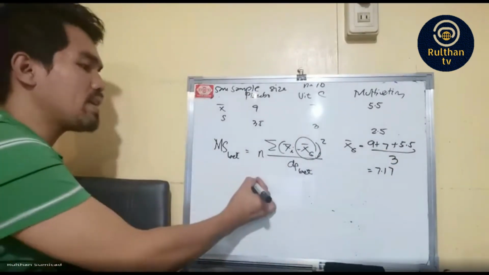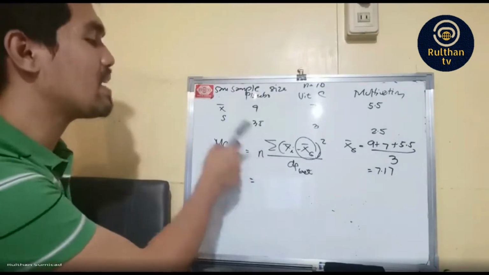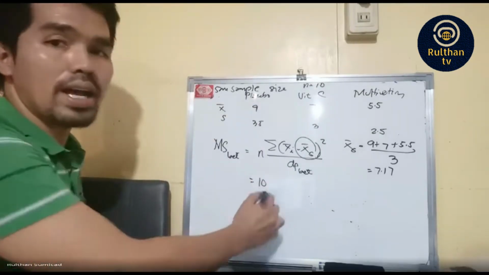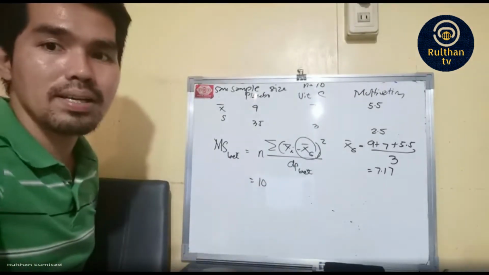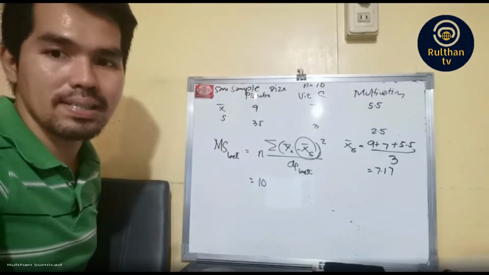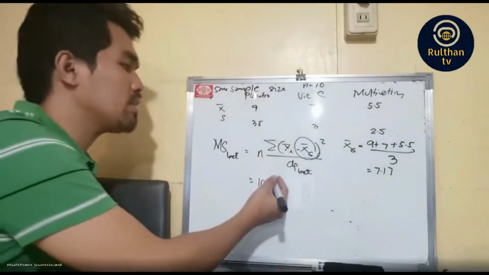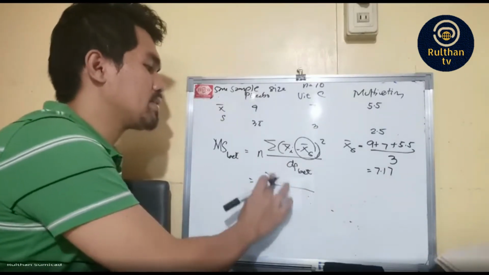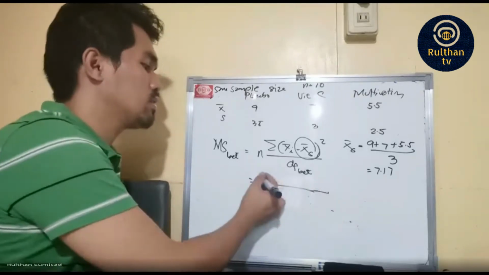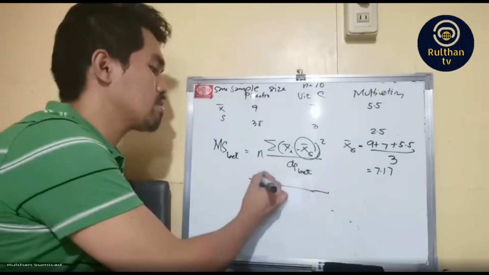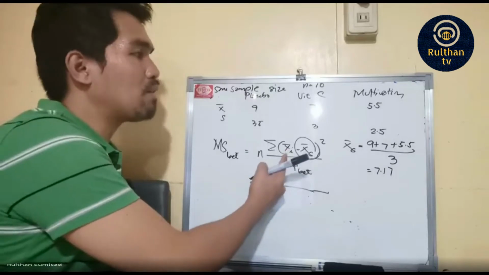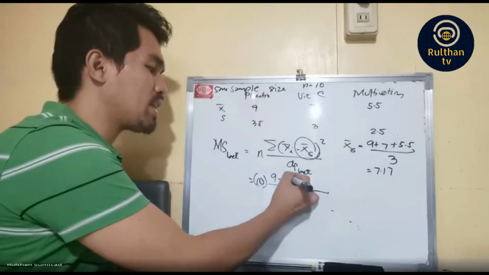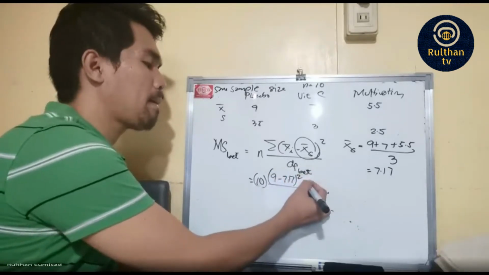Now to solve this one, our n here is 10. Correct? Our n is 10, because we have all the same sample sizes. So we have it here, and then we will solve this. First, it is 10, and then our first mean is 9 minus the grand mean 7.17, squared.